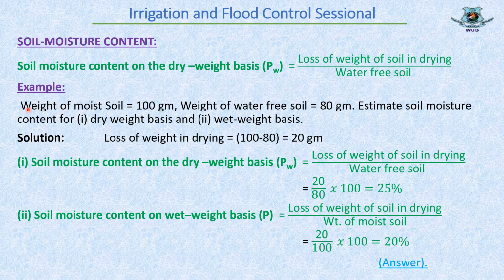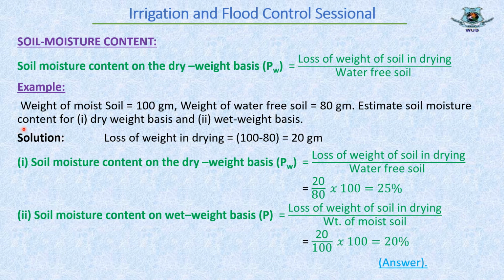And there is an example. Let's read the question. Weight of moist soil is 100 gram. Weight of water free soil is equal to 80 gram. That means this is the dry weight of soil. We have to estimate soil moisture content for two conditions. Number one, dry weight basis, and number two, wet basis.